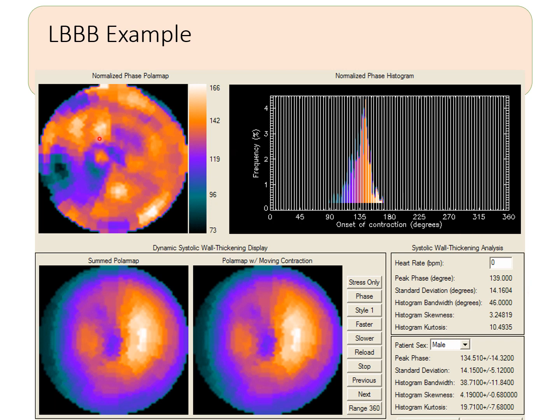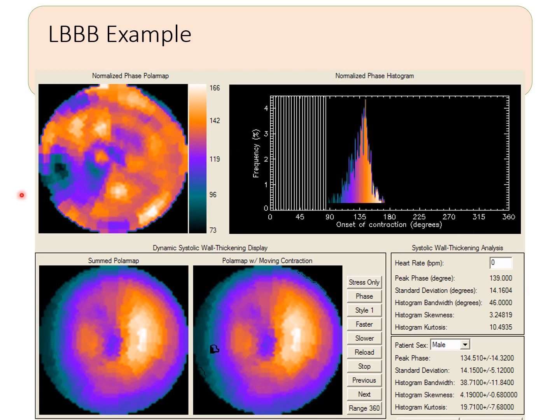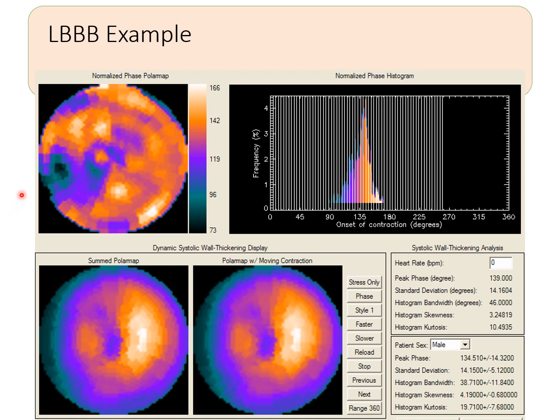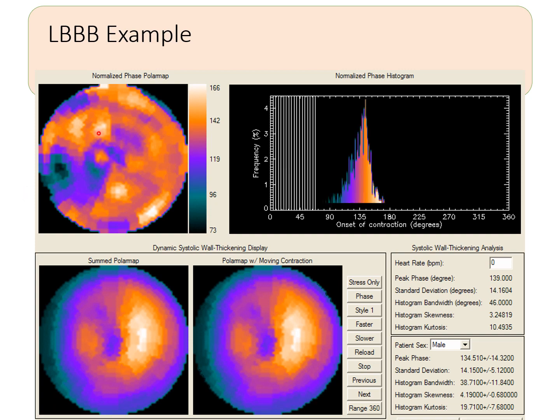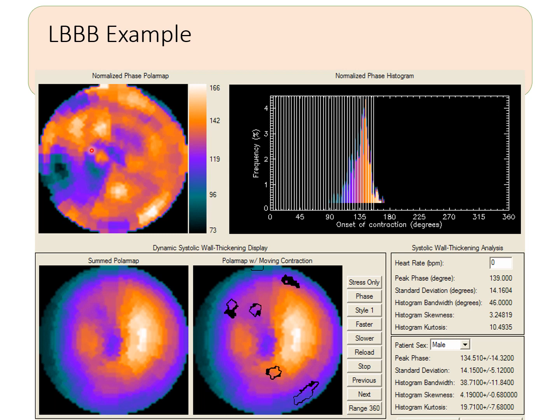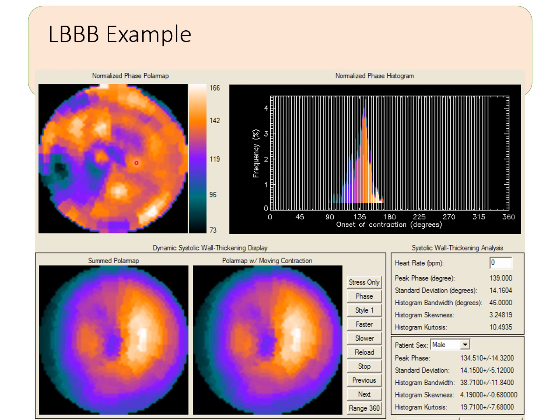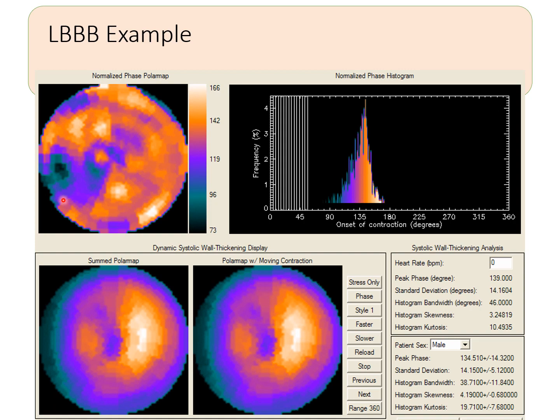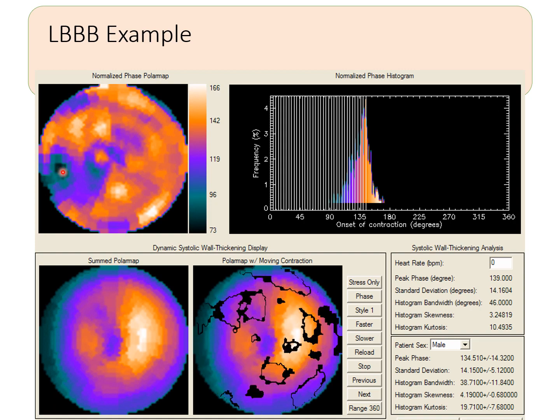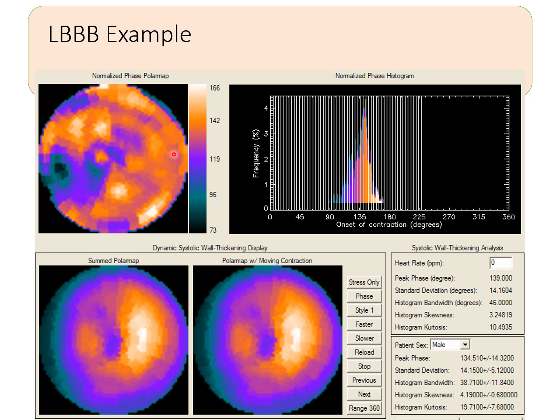But note that the pattern of the onset of mechanical contraction is different. It propagates differently for this patient compared to the normal patient. So instead of starting at the bundle of His and going to the apex, it starts at the septum and it propagates towards the lateral wall. So again, remember, this is the phase polar map, early and late. So it's moving from here out to there.